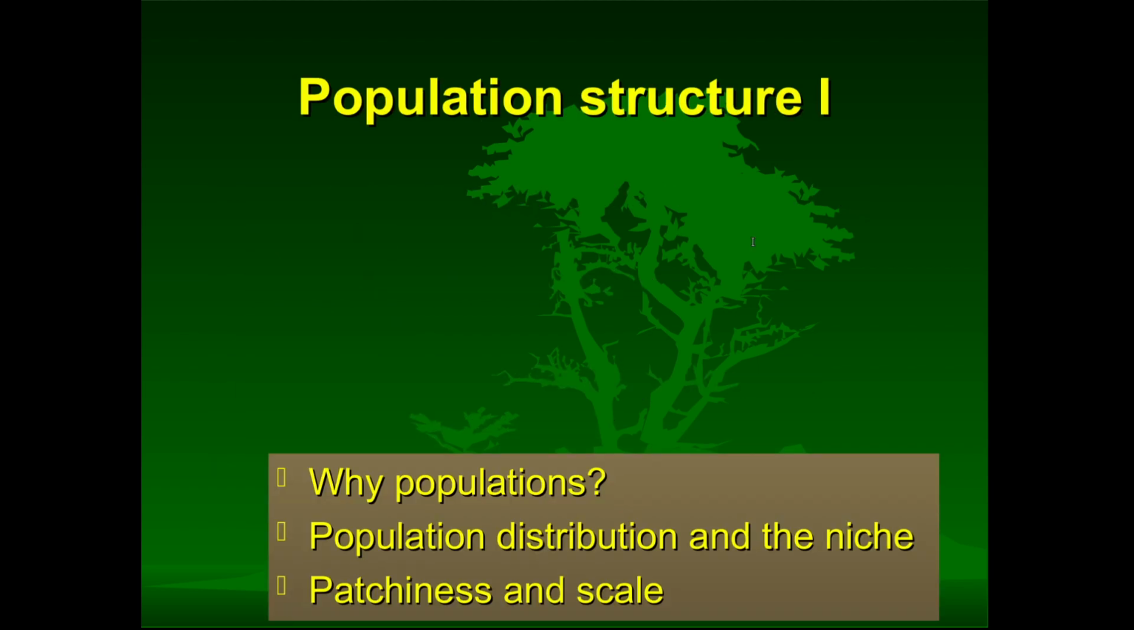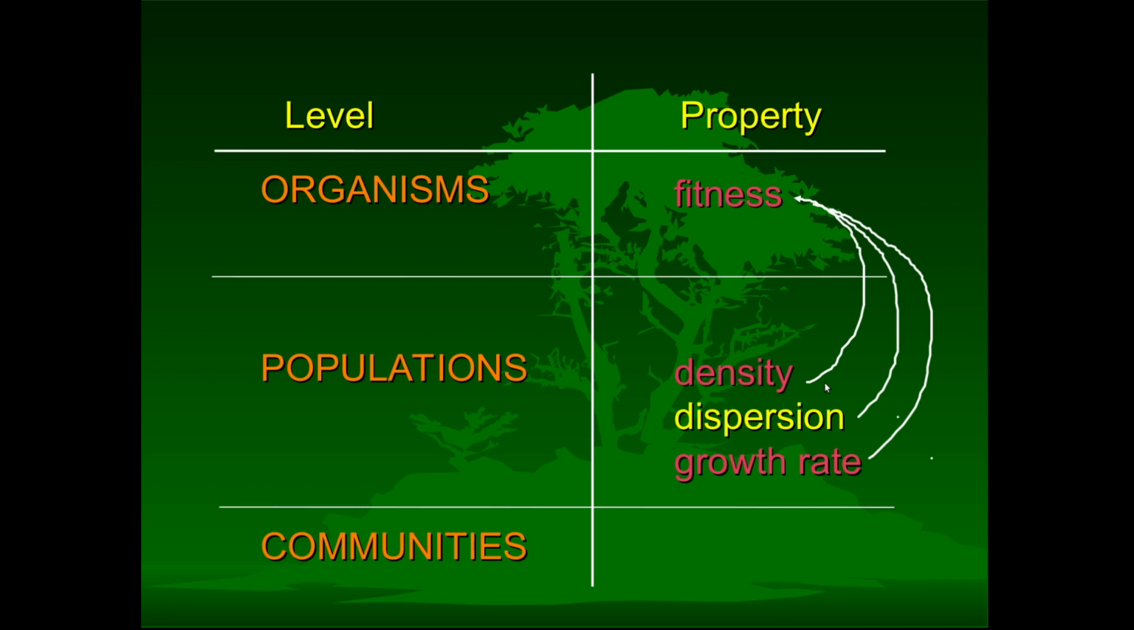All right, so let's talk about population structure, our first topic in the population unit of this class. What is population structure? Well, it's all of those properties of populations that are not properties of single organisms. So as we move up the biological ladder from organism to population, we see new properties such as density, dispersion, and growth rate. These properties are fundamental components of the environment of every organism and are not only important determinants of every organism's fitness, but also the manifestations of the fitness of organisms in the population.